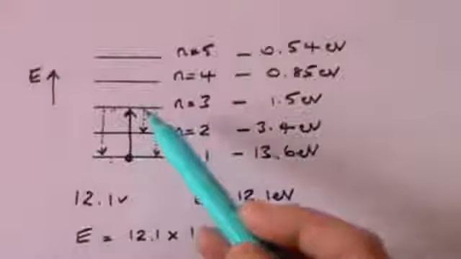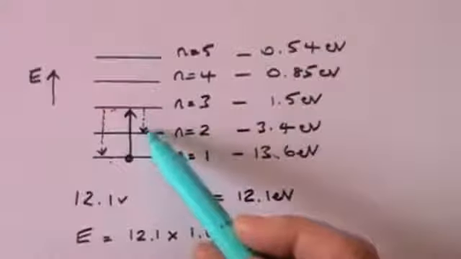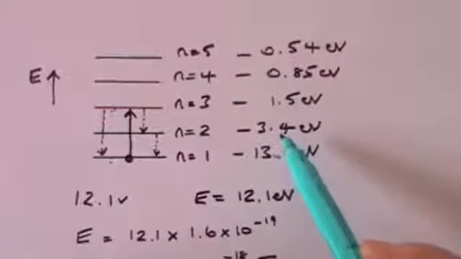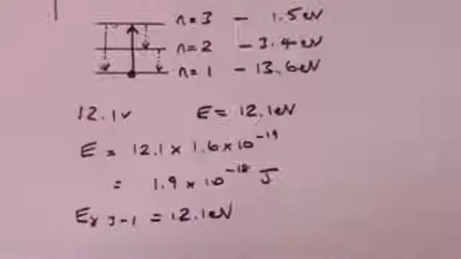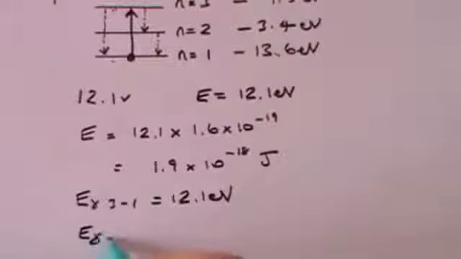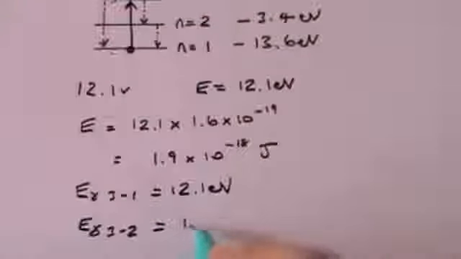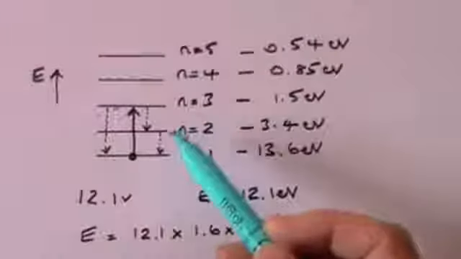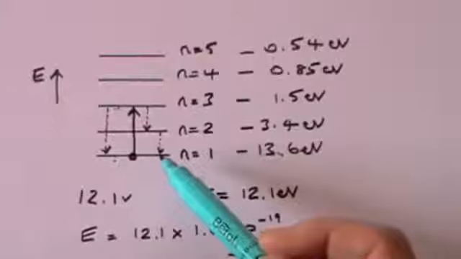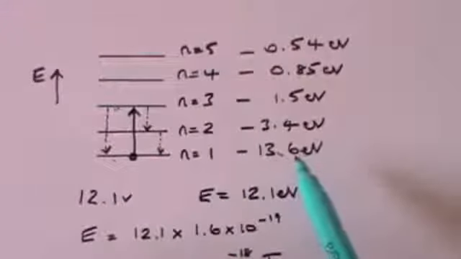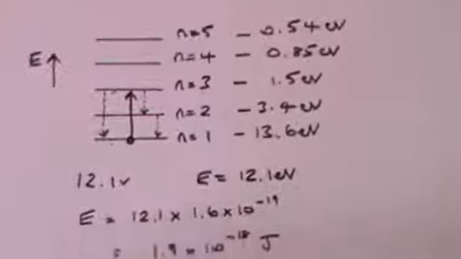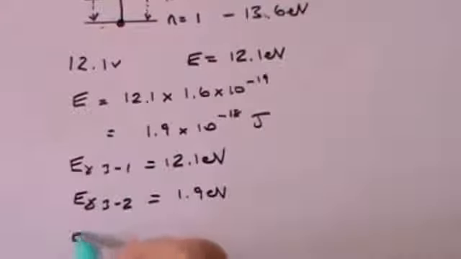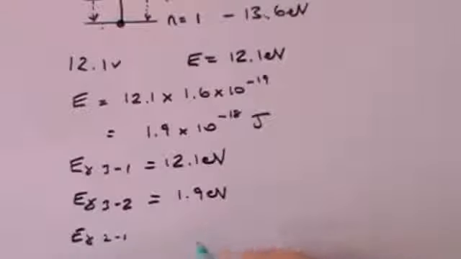On the other hand, if the electron is going from 3 to 2, then the difference here is 1.9 electron volts. So the energy of the photon, which results from the electron falling from 3 to 2, is going to be 1.9 electron volts. And finally, the electron falls from 2 to 1. That means it gives up 10.2 electron volts of energy, and so the photon which emerges from the 2 to 1 transition will be 10.2 electron volts.